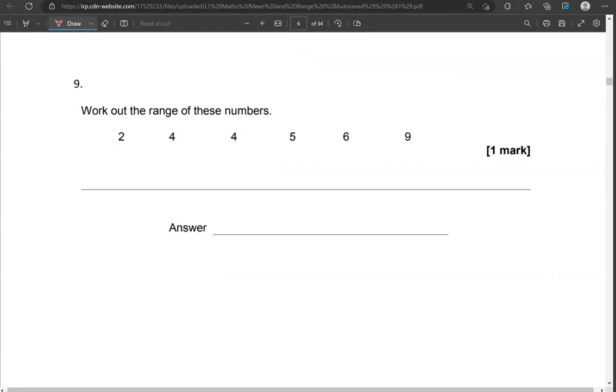Work out the range of these numbers again. 2, 4, 4, 5, 6, 9. The highest is 9, the lowest is 2, so 9 take away 2 gives us 7.